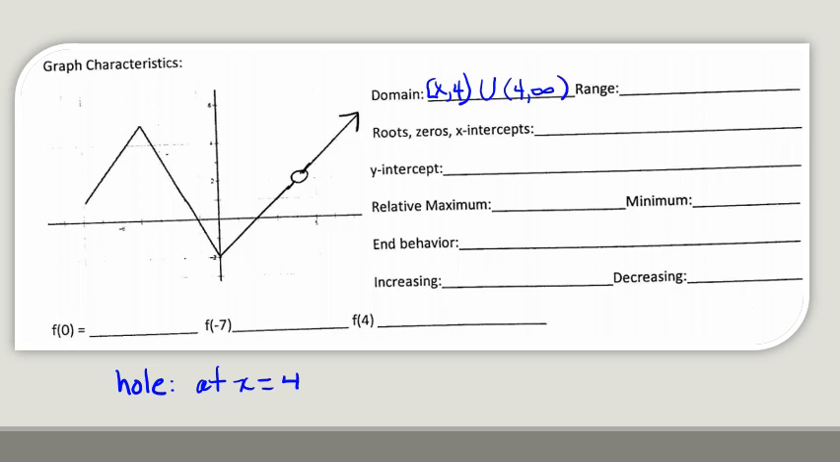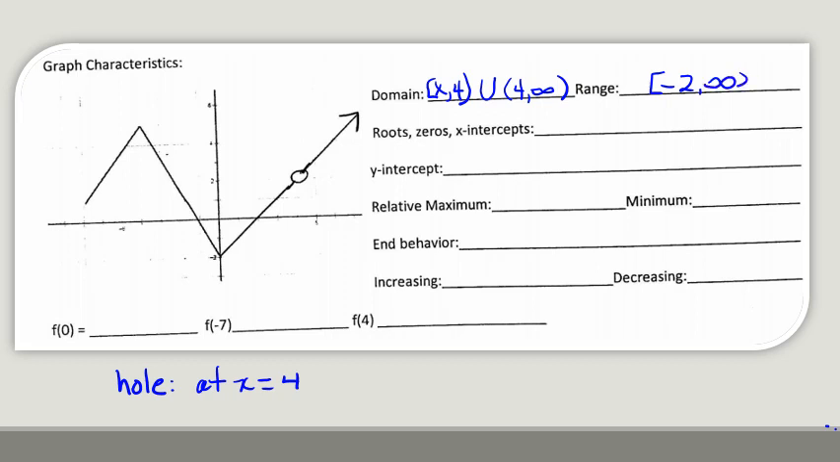Our range, even though we have a hole there, we have other places where 2 exists. Right here. So our range is going to go from our lowest y value, which is -2, and it's going to go on forever and ever because of the arrow here. So our range is going to go from -2, it's included, to positive infinity.